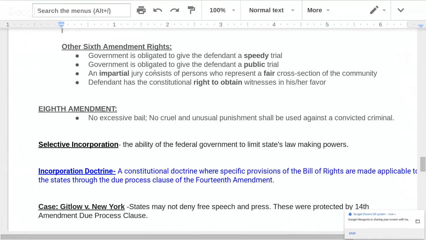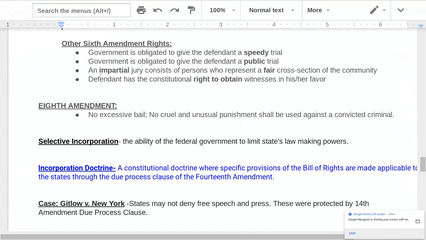Other Sixth Amendment rights: the government is obligated to give the defendant a speedy trial. The government is obligated to give the defendant a public trial. An impartial jury consists of persons who will represent a fair cross-section of the community, and the defendant has a constitutional right to obtain witnesses in his or her favor. So these are the other Sixth Amendment rights. So that's the Sixth Amendment.